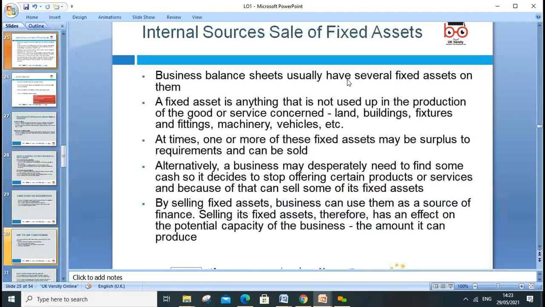Sale of assets: yes, we can, but sometimes the business can't reduce the price of the stock and people are not willing to buy. Okay, guys, next we can look at internal sales of fixed assets in the business balance sheet. Please spend two minutes and read it. If you have any questions, you can ask.